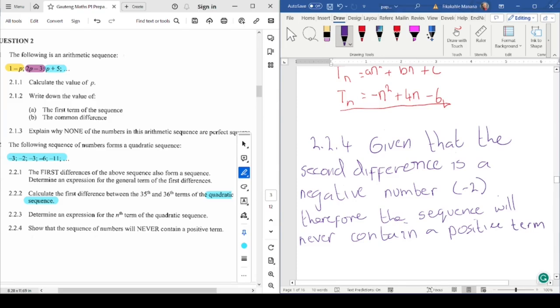At least if it had started at maybe 1 or any positive number, then it would contain a positive term. But since it started on a negative number and the second difference is also a negative number, then it will never ever have a positive term in the sequence.